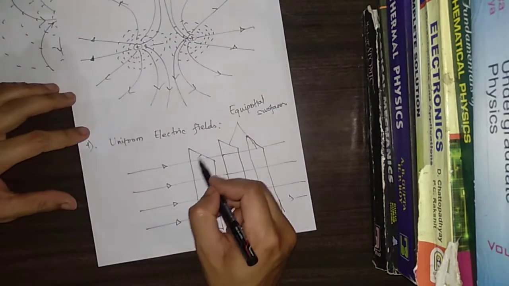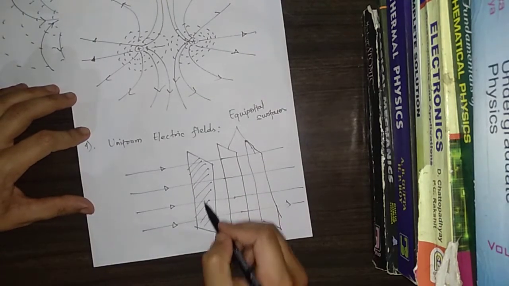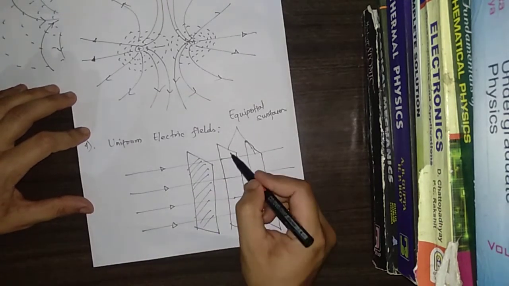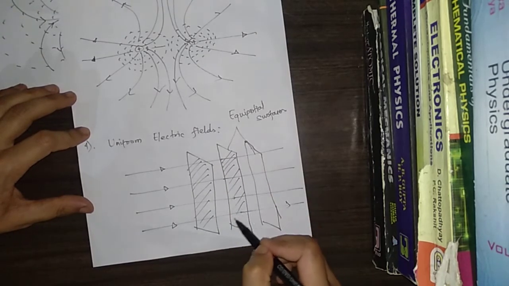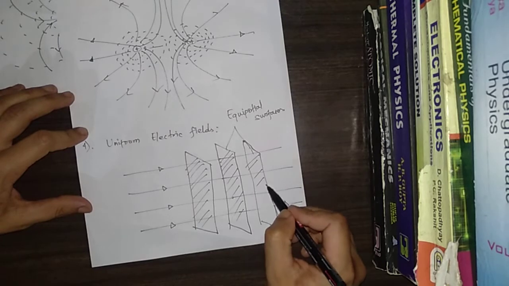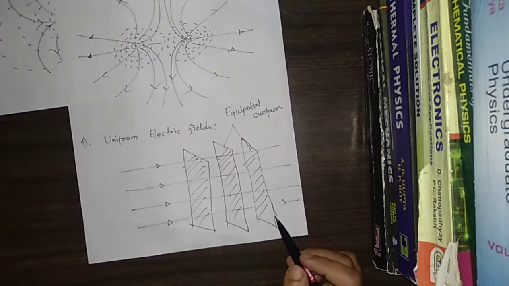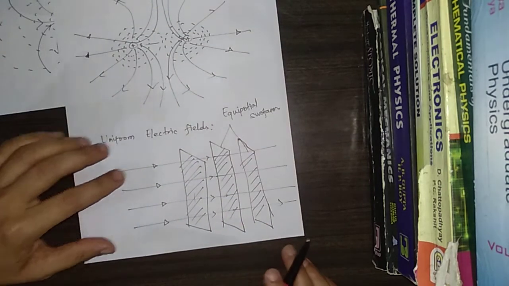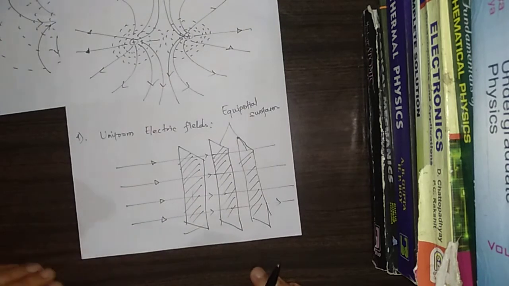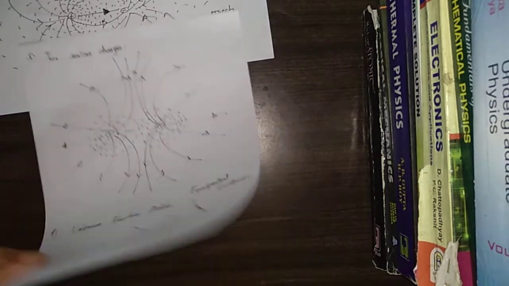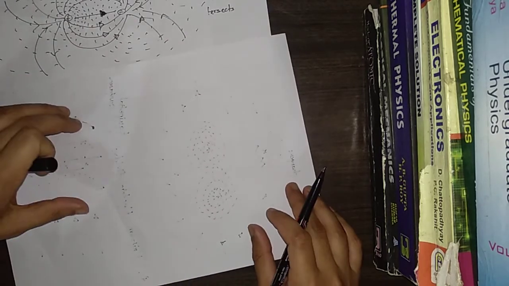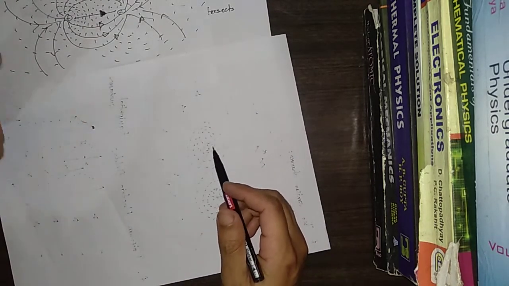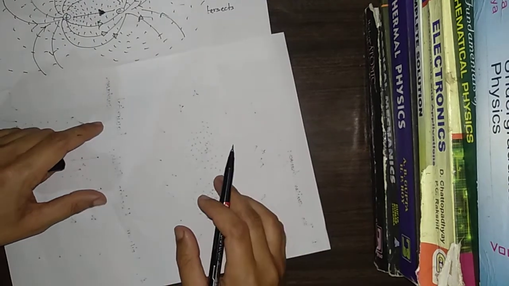because at every point on this surface the electric potential is the same. Even at every point on this surface, the electric potentials are the same, and at every point the electric field is perpendicular to the surface. So this is the equipotential surface of a uniform electric field. The important thing to conclude here is that an equipotential surface is a surface at which the value of the electric potential is constant.